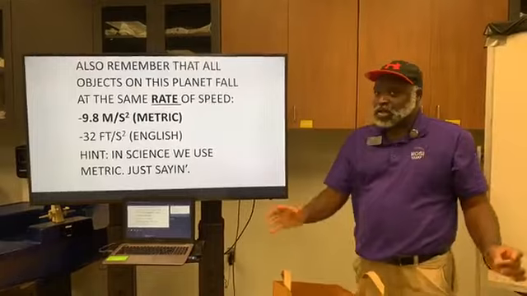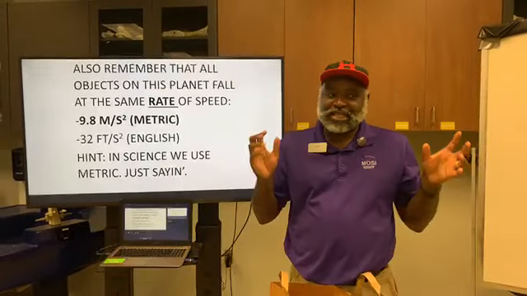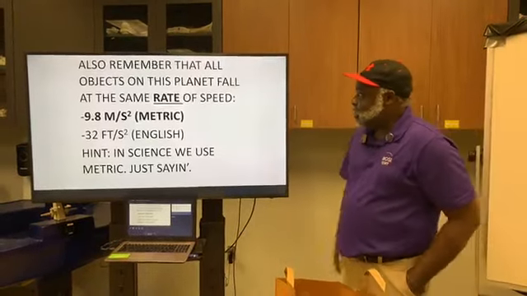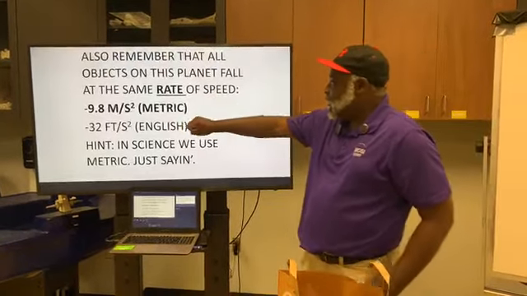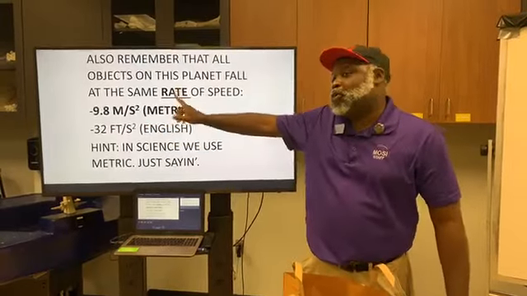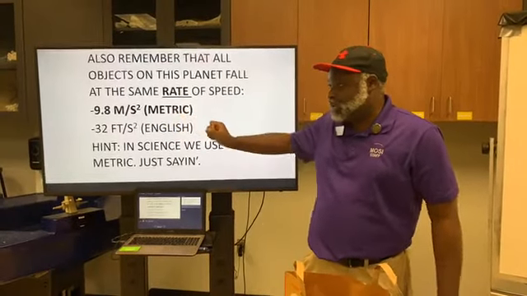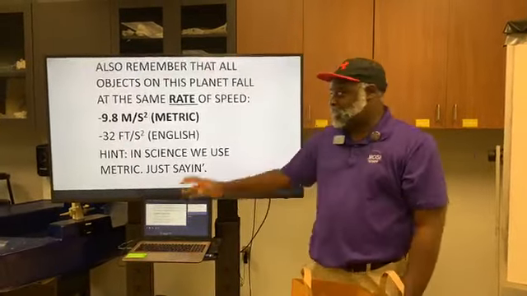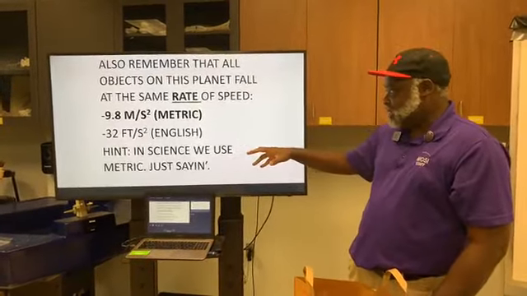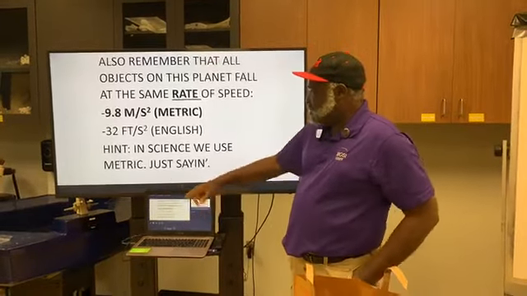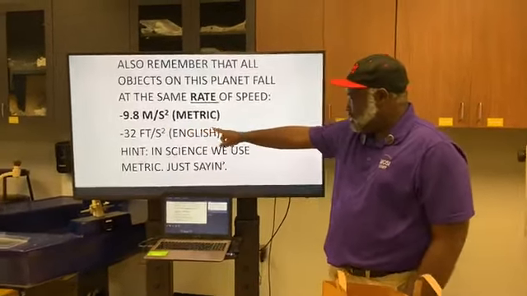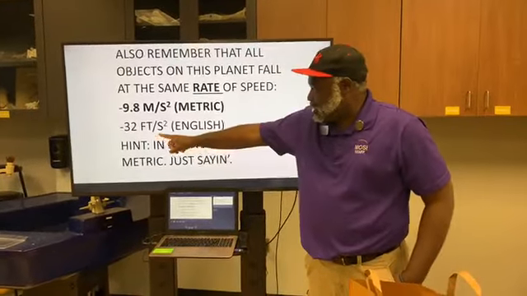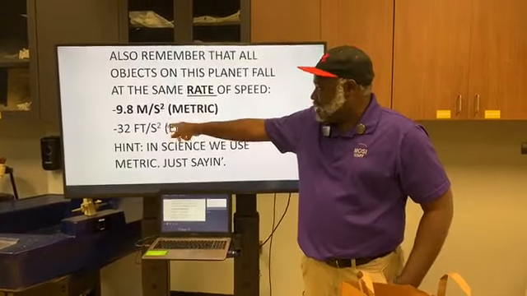Now, here's where a lot of people get a little bit in trouble, so I'm going to help you out. On this planet, all objects fall at the same rate of speed. A lot of people think, doesn't everything fall at the same time? No, it falls at the same rate of speed, which in metric is minus 9.8 meters per second. For our English or customary units, minus 32 feet per second. Both of these are squared.